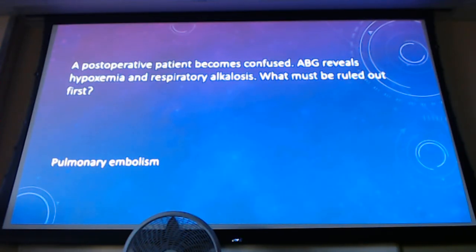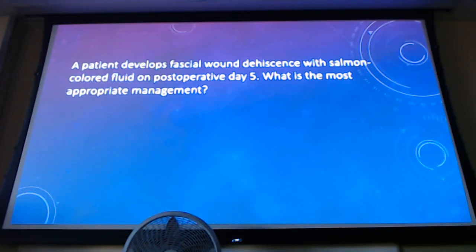Anytime you have a post-op patient who becomes confused or has tachycardia or hypoxemia, respiratory alkalosis, even though you think maybe it's just atelectasis or ICU delirium, you still have to rule out a PE and an MI. Okay? Those are the 2 things that'll kill a patient, and that's a big litigation thing. So don't miss those. Alright.